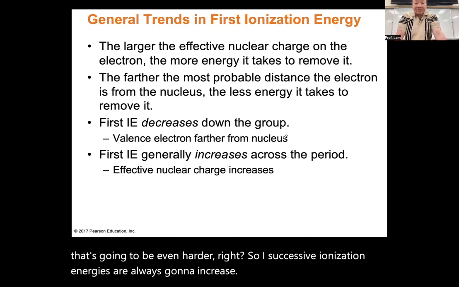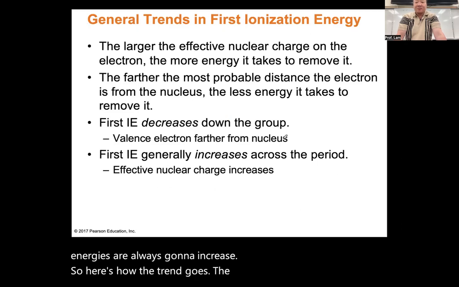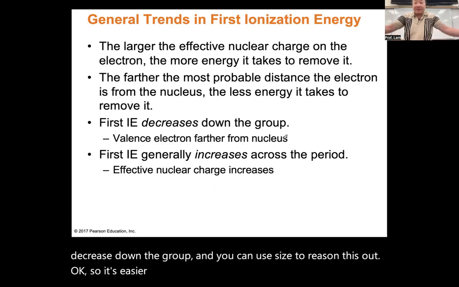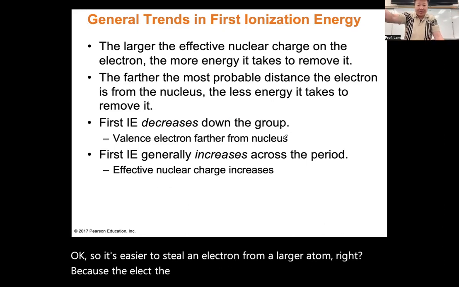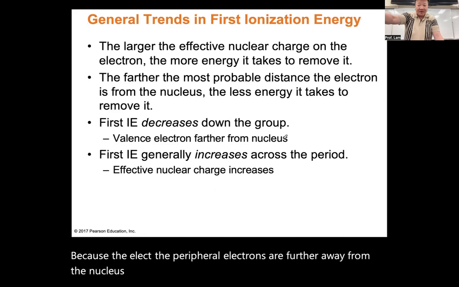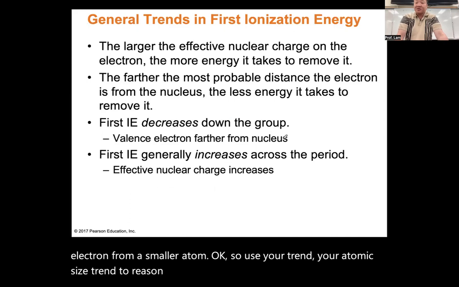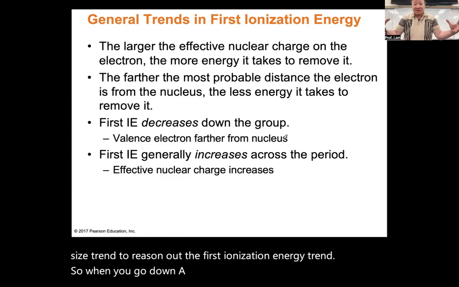So here's how the trend goes. The first ionization energy will decrease down the group, and you can use size to reason this out. It's easier to steal an electron from a larger atom because the peripheral electrons are further away from the nucleus, so they're less attracted to it. It's much harder to steal an electron from a smaller atom. So use your atomic size trend to reason out the first ionization energy trend. When you go down a group, your atom size gets larger, so your first ionization energy will decrease.